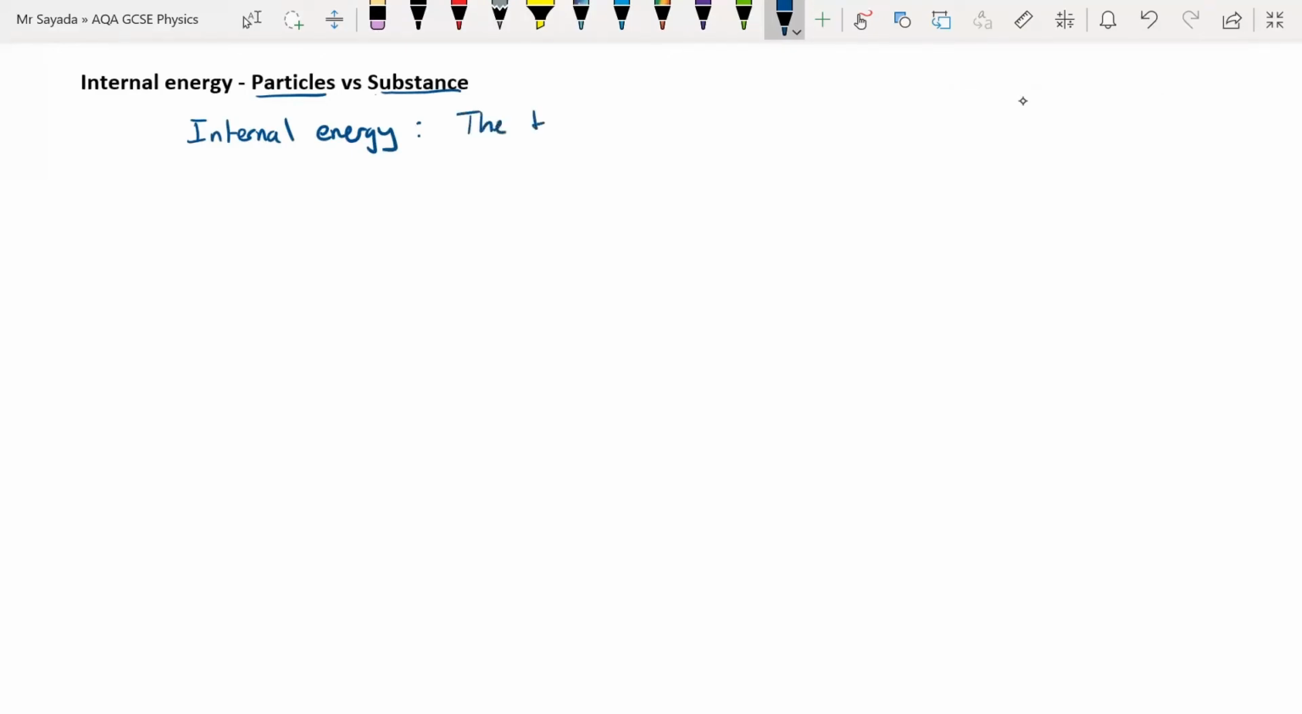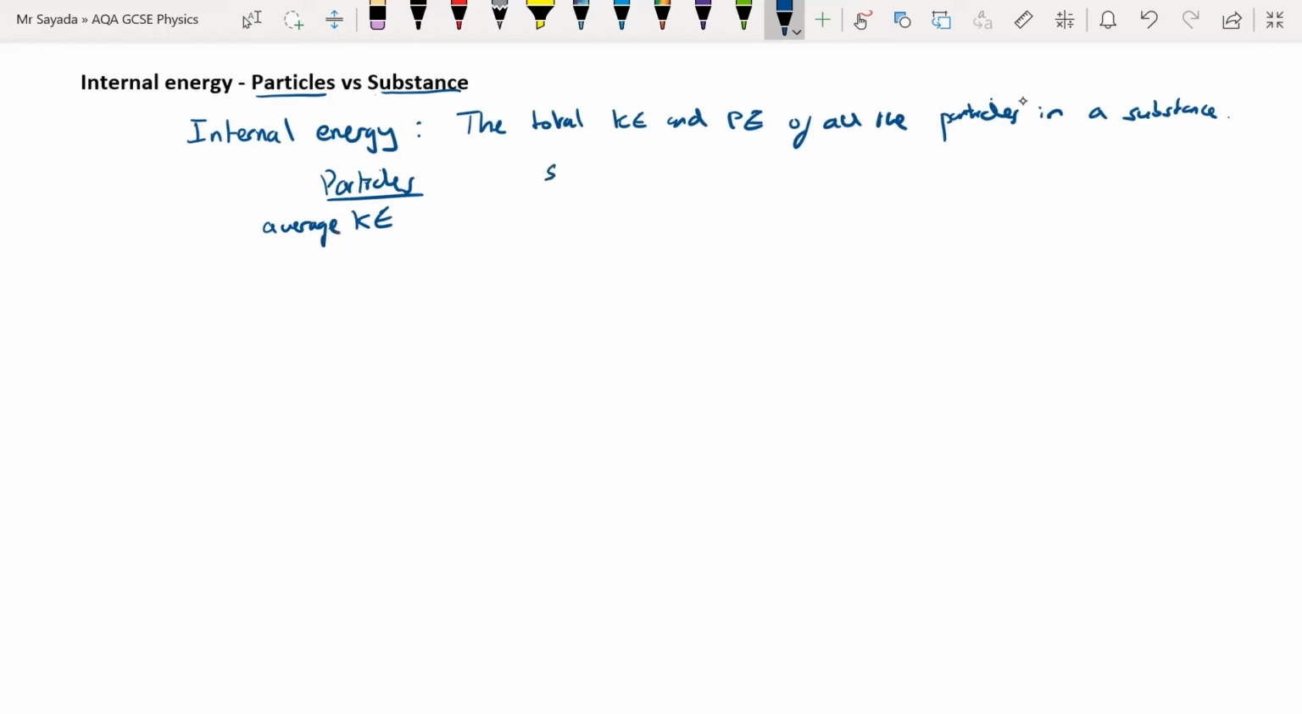So internal energy is the total kinetic energy and potential energy of all the particles in a substance. Now, we've linked the average kinetic energy of the particles to the temperature of the substance. So the higher the average kinetic energy of the particles inside, the higher the temperature of the substance. So we've got the particles inside, which have their kinetic energy, that's their movement. And then we have the substance as a whole.